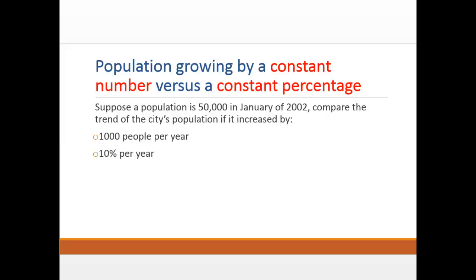We'll first introduce our discussion by talking about population growing at a constant number versus a constant percentage. Suppose we have a population that's 50,000 in January 2002. Let's compare the trend of the city's populations if it was first increased by 1,000 people per year, and second if it were increased by 10% per year.